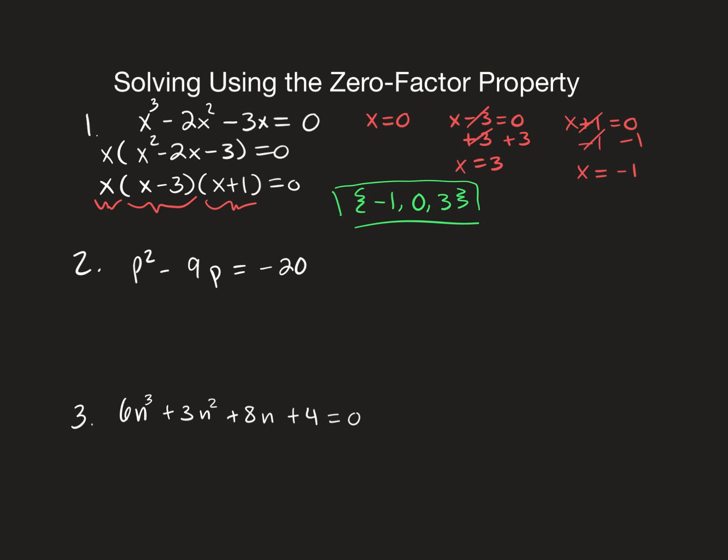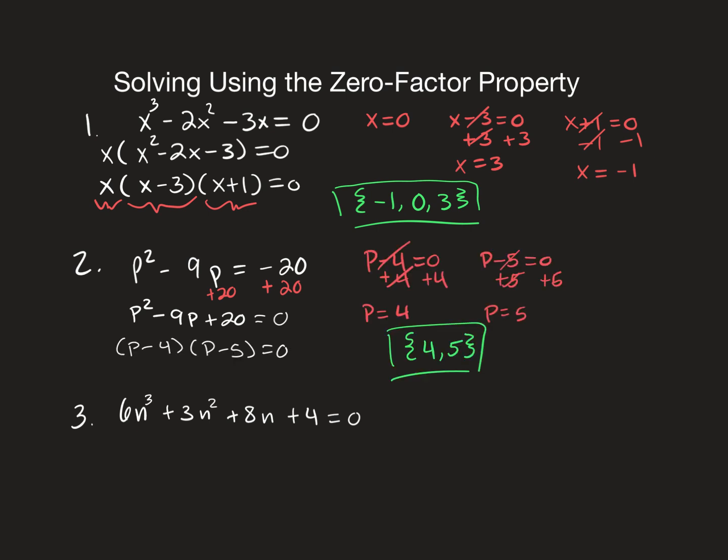Moving on to number 2. So notice with number 2, it's not equal to 0. So we need to do the opposite of what they're doing. They are having negative 20, so we need to add 20 or make it positive 20. And so we will be left with p squared minus 9p plus 20 equals 0. Okay, pause the video and try this one on your own. Try to solve it. And when you come back, see how you did. And here's the solution.